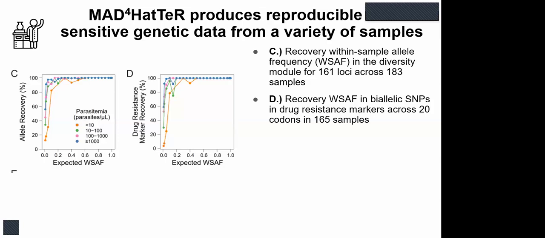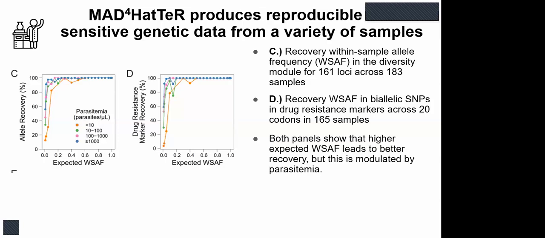And on figure D, which is showing the recovery in biallelic SNPs in the drug resistance markers across the 20 codons, it is showing that the recovery was quite remarkable. But most especially what we look at here is that the recovery is higher at higher parasite density. As you can see, the blue is almost a perfect curve.